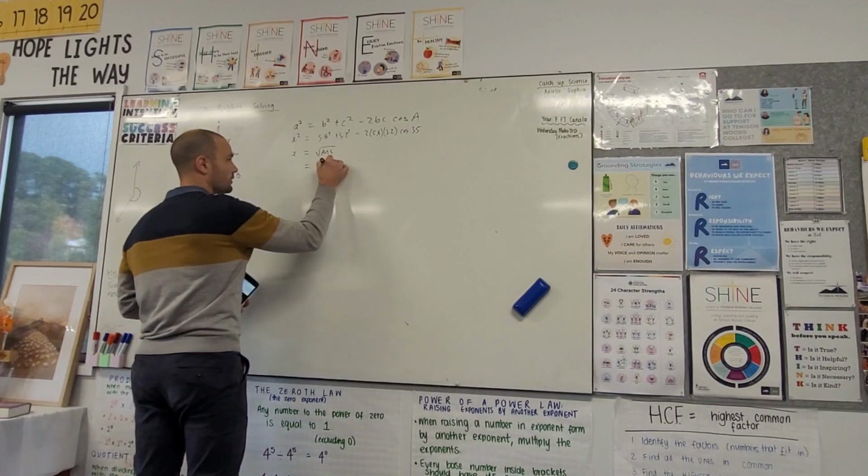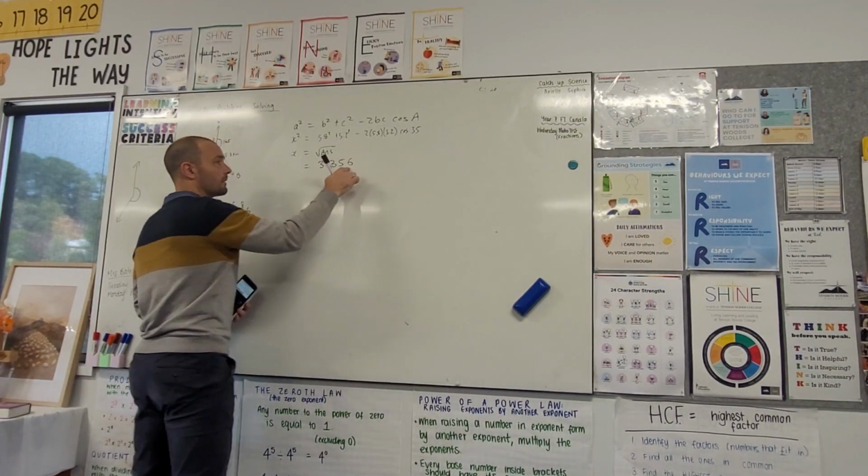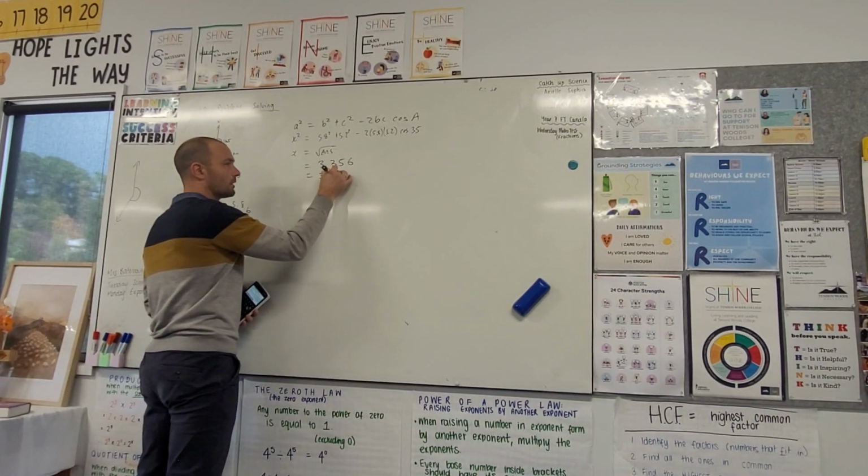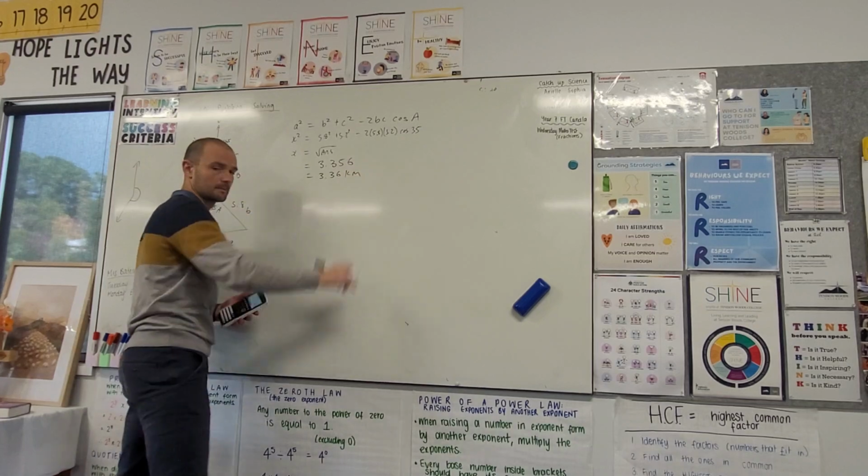I've got 3.356, so 4 figures. We round the fourth one, 3.36 kilometres.